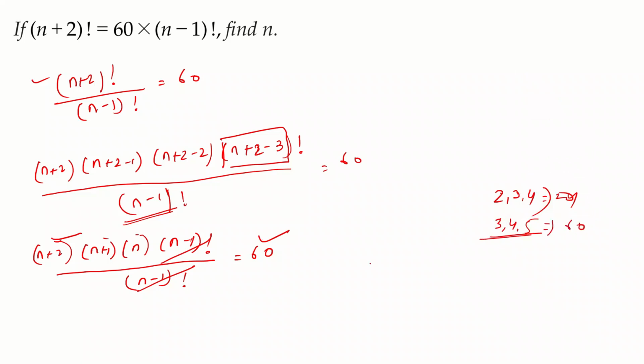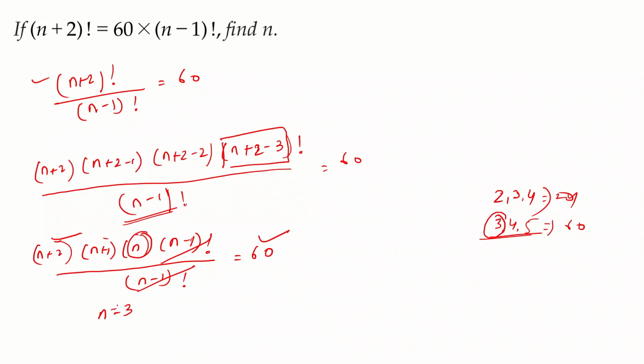So this is the triplet that gives us the required value. So which one is the smallest over here? 3. And which one is the smallest over here? N, right? Because out of n, n plus 1 and n plus 2, n is the smallest. So we have n is equal to 3.